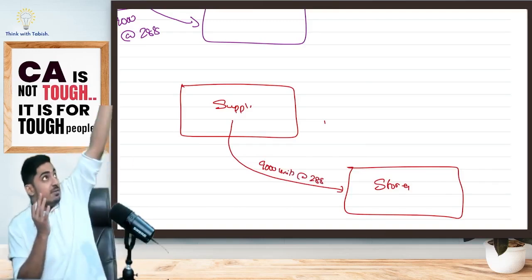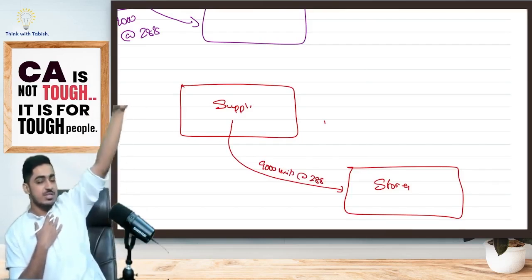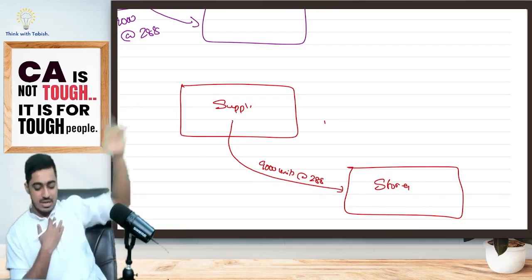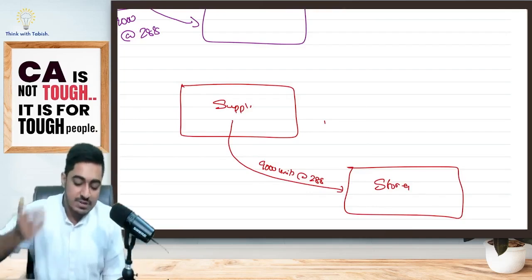So supplier is giving me goods. That means in stores, goods are coming, yes or no, everyone? That means where will I show? I will show in the receipt column. I showed this in the receipt column. Is this clear? Perfect. Now after that, what happened?